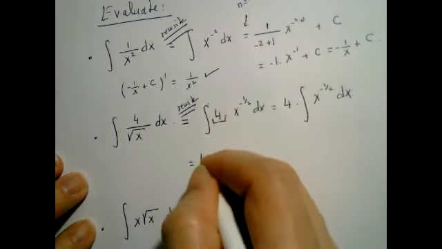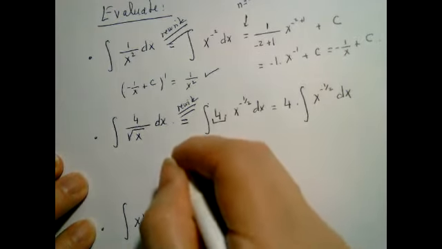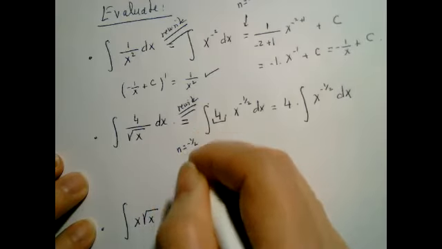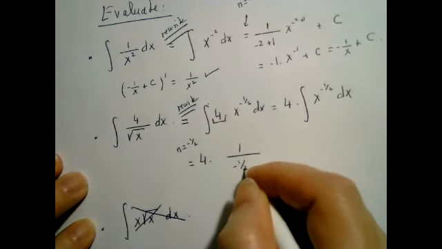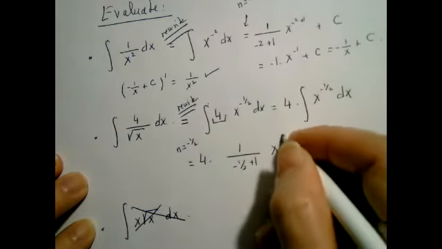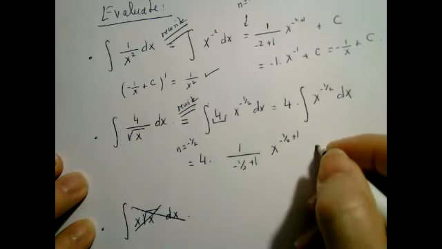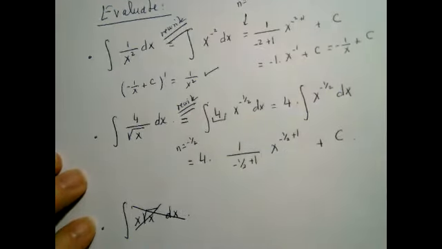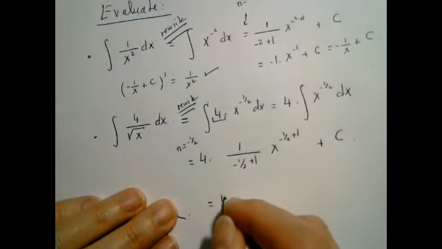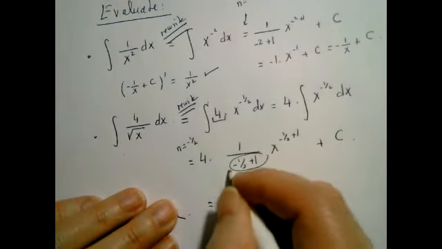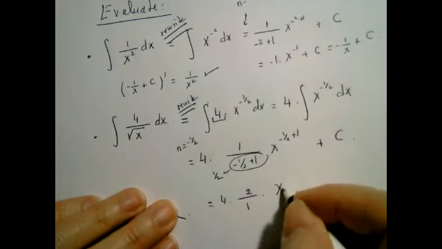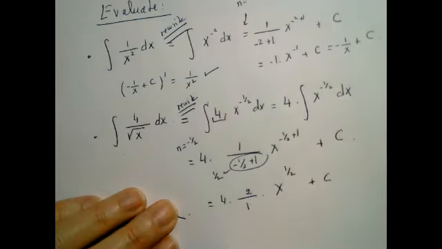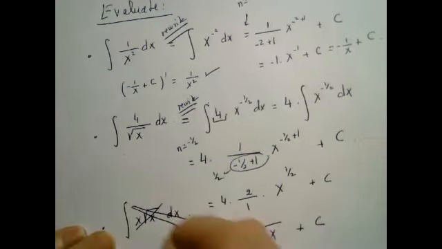So this gives me 4 times, now n is minus a half, 1 over minus a half plus 1, x to the minus a half plus 1, plus my constant c. Finally, this gives me 4 times, minus a half plus 1 is a half, so times 2 over 1, x to the half plus c, which is 8 root x plus c.